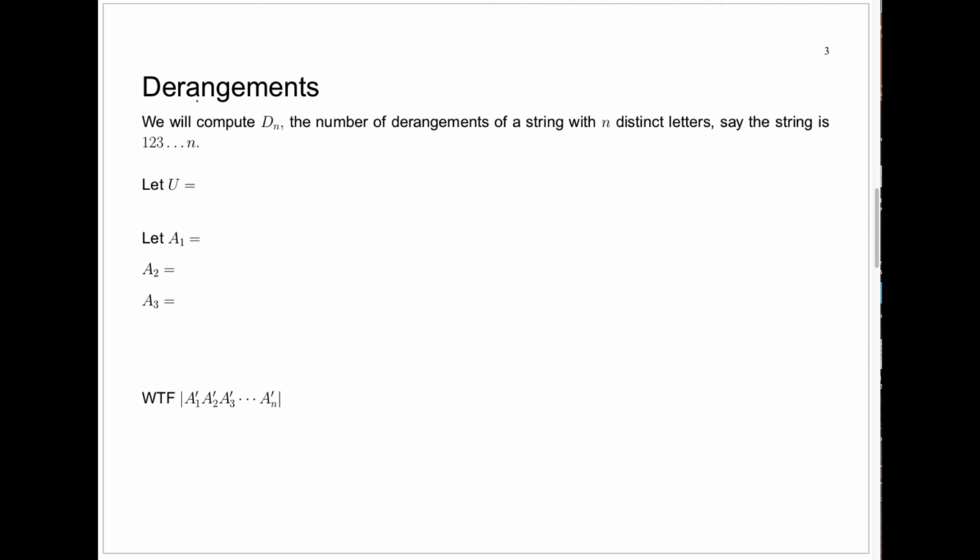So to count derangements, let's first get our notation straight. Capital D sub n will denote the number of derangements of a string with n distinct letters. So we can just take the string 1, 2, 3 all the way up to n. N could be any natural number. Now, for our universe here, we're going to look at the set of all rearrangements of this string, that's the string with n distinct letters. And it's very easy to tell how big our universe is. The size of the universe is just n factorial.